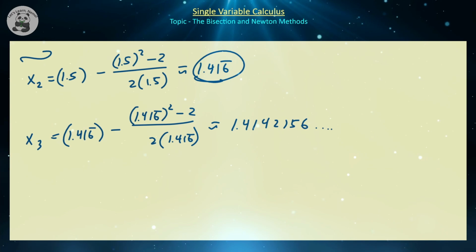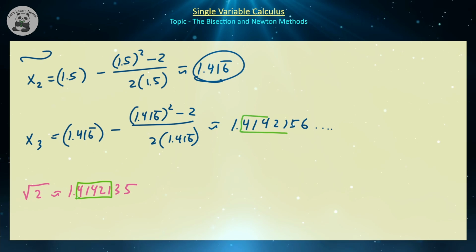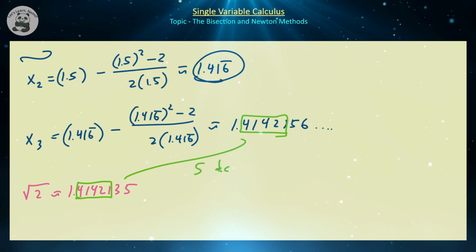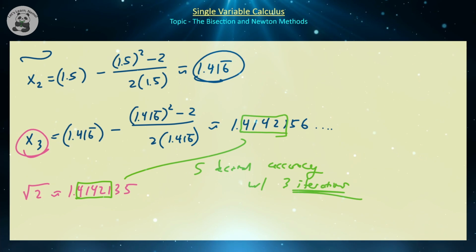1.414256, and so on. And if you compare that to the true value of the square root of 2, which is approximately equal to 1.414235, look at that. We have 41421, 41421. So we have 5 decimal accuracy with 3 iterations of Newton's method, right? That's the third iterate of our algorithm.